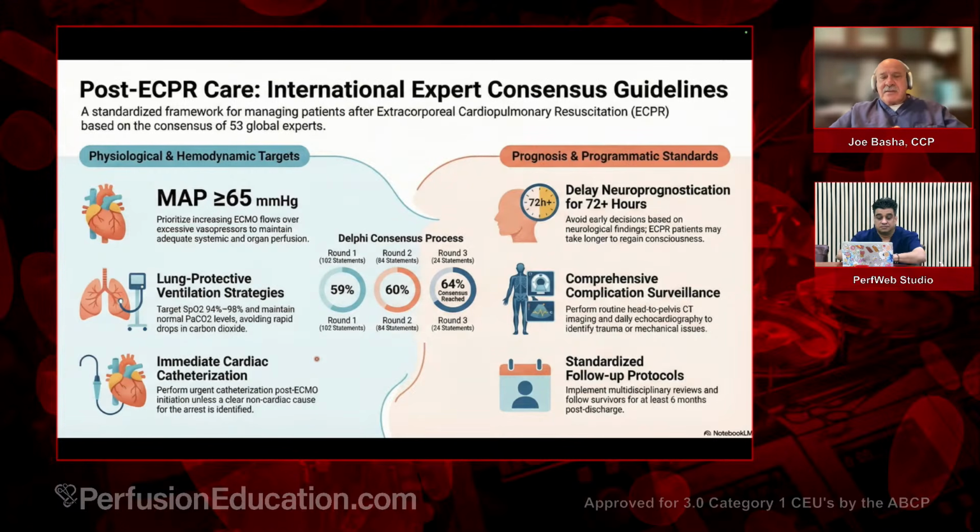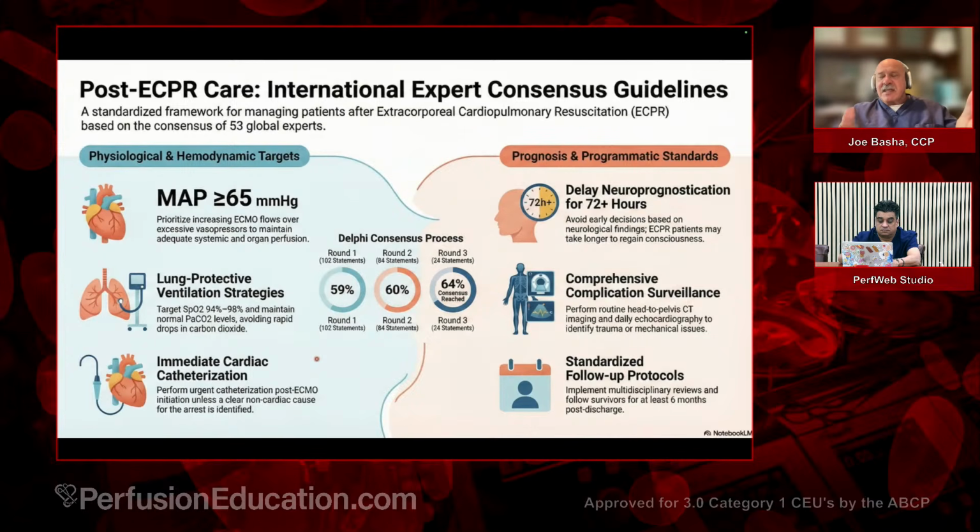Immediate cardiac catheterization should be performed to clear non-cardiac cause for the arrest. If it's not cardiac, what is it? So you want to do that as quickly as you can. Delay neuroprognostication for 72 hours.